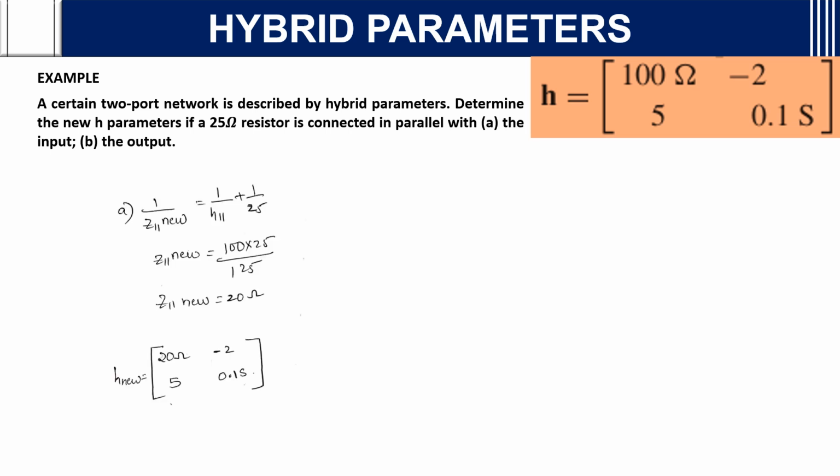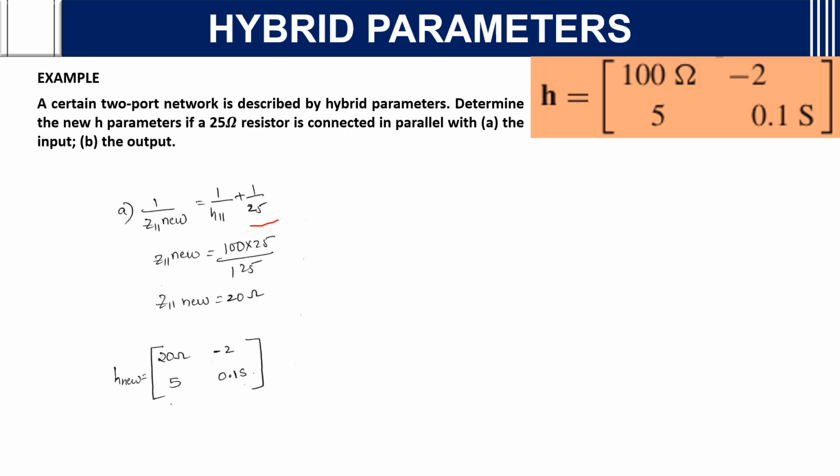We will see. Initially, how can we do it? 1 by Z11 new. Okay, 1 by Z11 new is nothing but 1 by H11 plus 1 by 25.